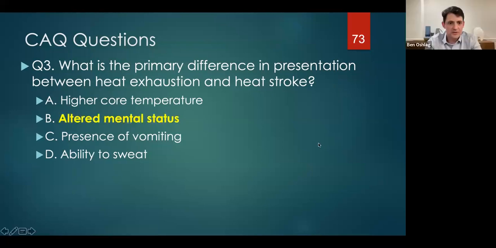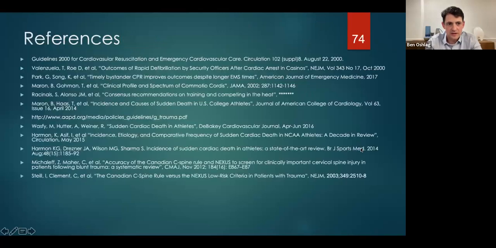All right. So yeah, again, most people got it, altered mental status, one of the key differentiating factors in heat stroke. Core temperature, generally important, but not the defining characteristic there. And that's what I got. So happy to talk and answer questions.